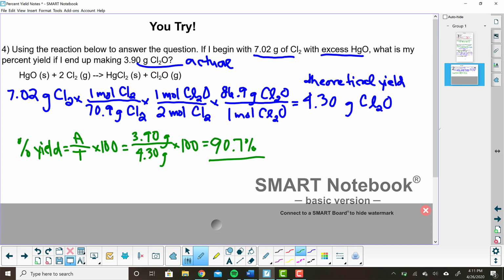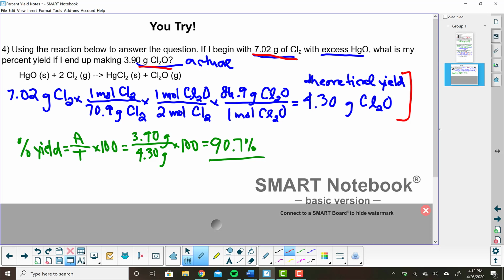Okay, so this problem had two parts. The first part was figuring out that you needed to calculate the theoretical yield. And I knew that I had to find the theoretical yield because the problem gave me 7.02 grams of chlorine, but then asked me about the percent yield of Cl2O. So I knew that I had to convert that grams of chlorine to grams of dichlorine oxide. So that was the first step, doing that calculation to find the theoretical yield.